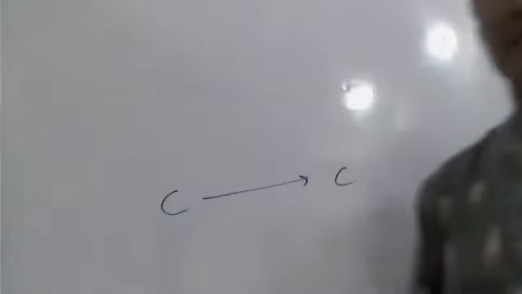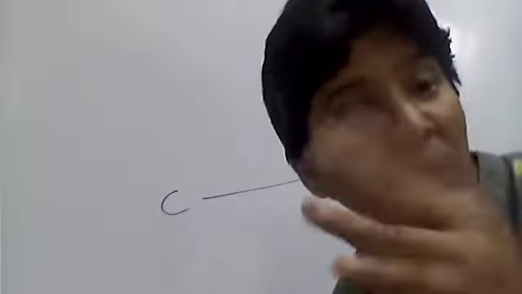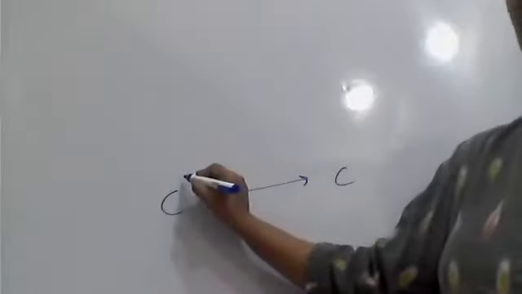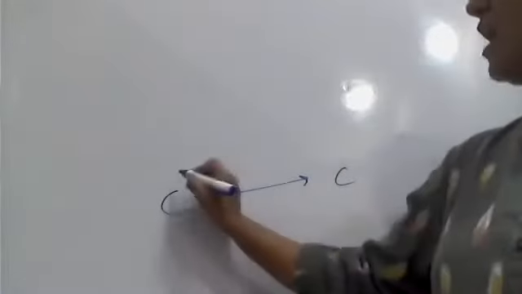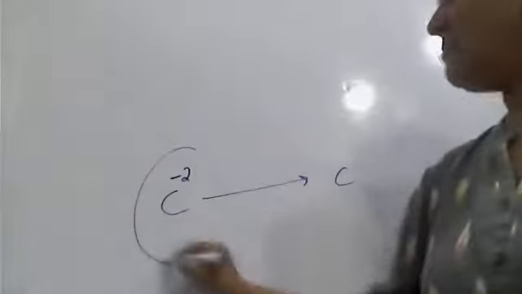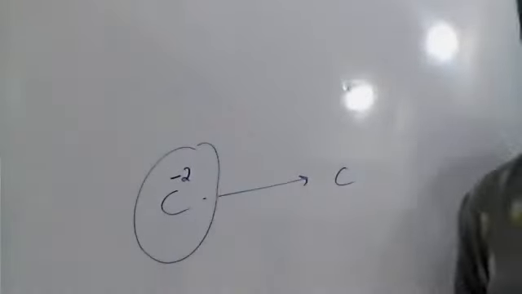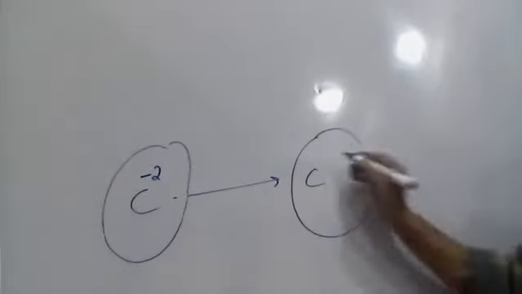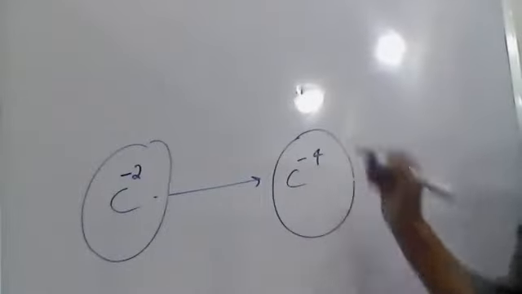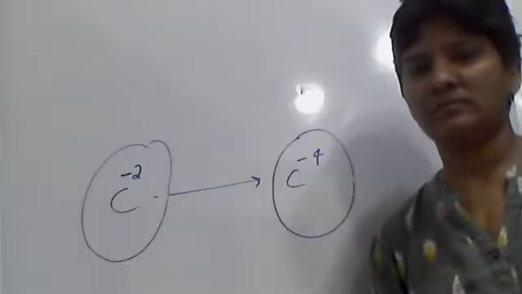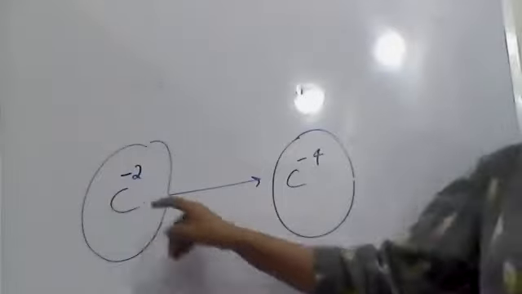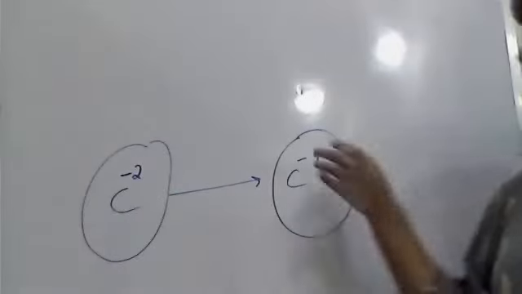So first positive, positive, then positive, negative we have seen. This time we'll go for both negative charges. At the reactant side, or left side, the charge is C -2. Now this is changed to C -4. So tell me, this arrow indicates change in direction. So -2 changed to -4.